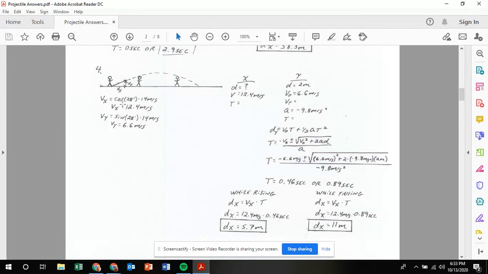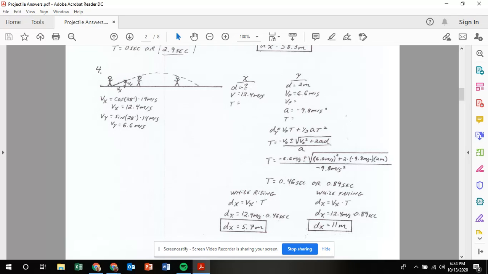First thing we need to do is find the velocity in the x direction. That's the adjacent side. So we're going to use cosine. Velocity in the x equals cosine of 28 times the hypotenuse velocity, which is 14. So velocity in the x is 12.4 meters per second. And we plug that in right here. Velocity in the y direction is the opposite side of this triangle. So we're going to be using sine, which is sine of 28 times 14 meters per second. That's our hypotenuse. And that's going to equal 6.6 meters per second. So there's our initial velocity in the y.